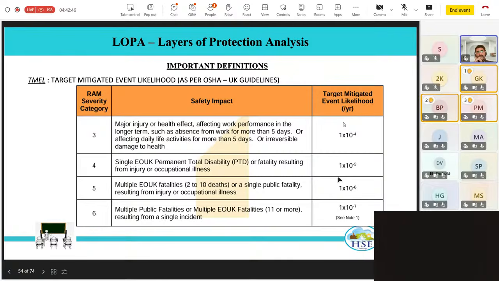So of the 3 examples which I have considered for analysis, we have one case where you are exactly meeting this value, one case where you are below this value, and one case where you are above this value. So we will look at them and deliberate. Stay with me, stay connected for the rest of the slides, and you would be able to differentiate how exactly they deal and how you are able to analyze them. Okay. So this is the definition for target mitigated event likelihood, a very important factor for our loop analysis.